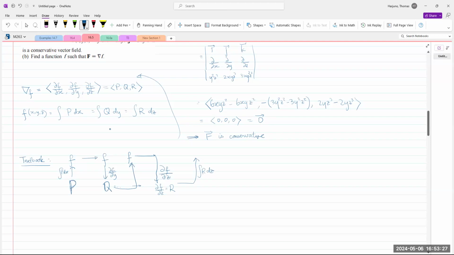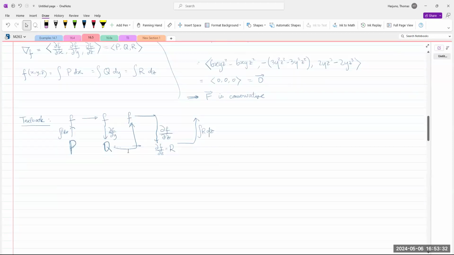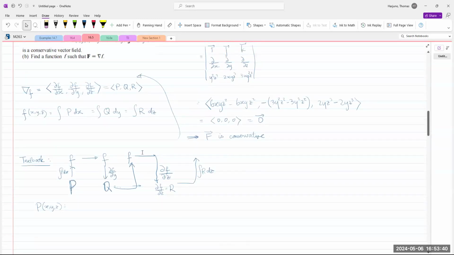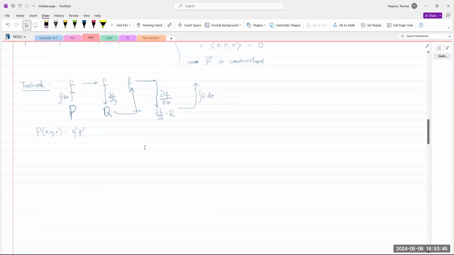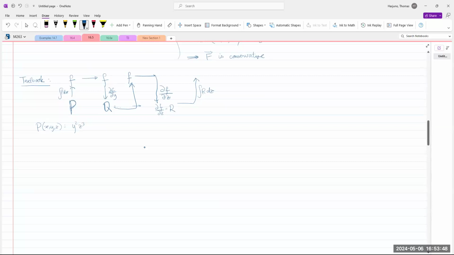Okay, so the procedure seems to be very long. Bear with me though. Let's start with p. Our p(x,y,z) is y squared z cubed, right? So the potential function f(x,y,z) must be the integral of p dx. That's the integral of y squared z cubed dx. That's x y squared z cubed.